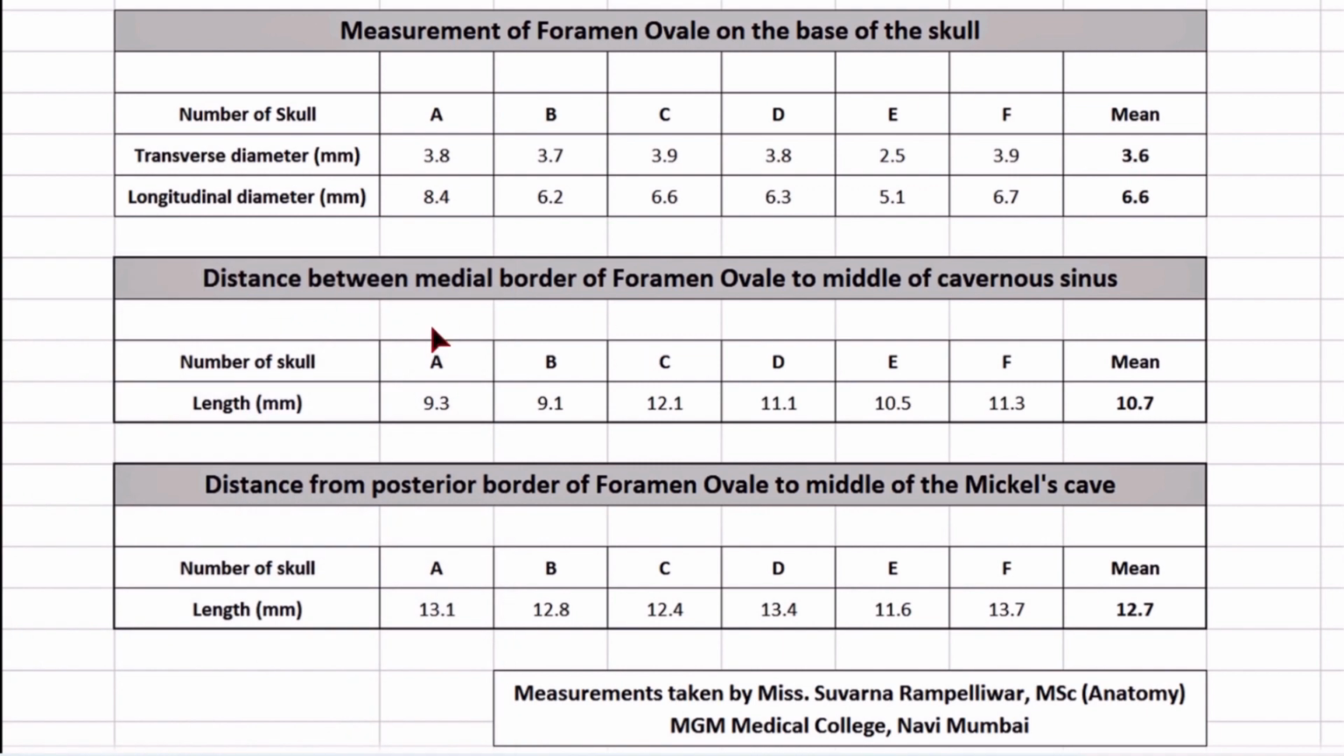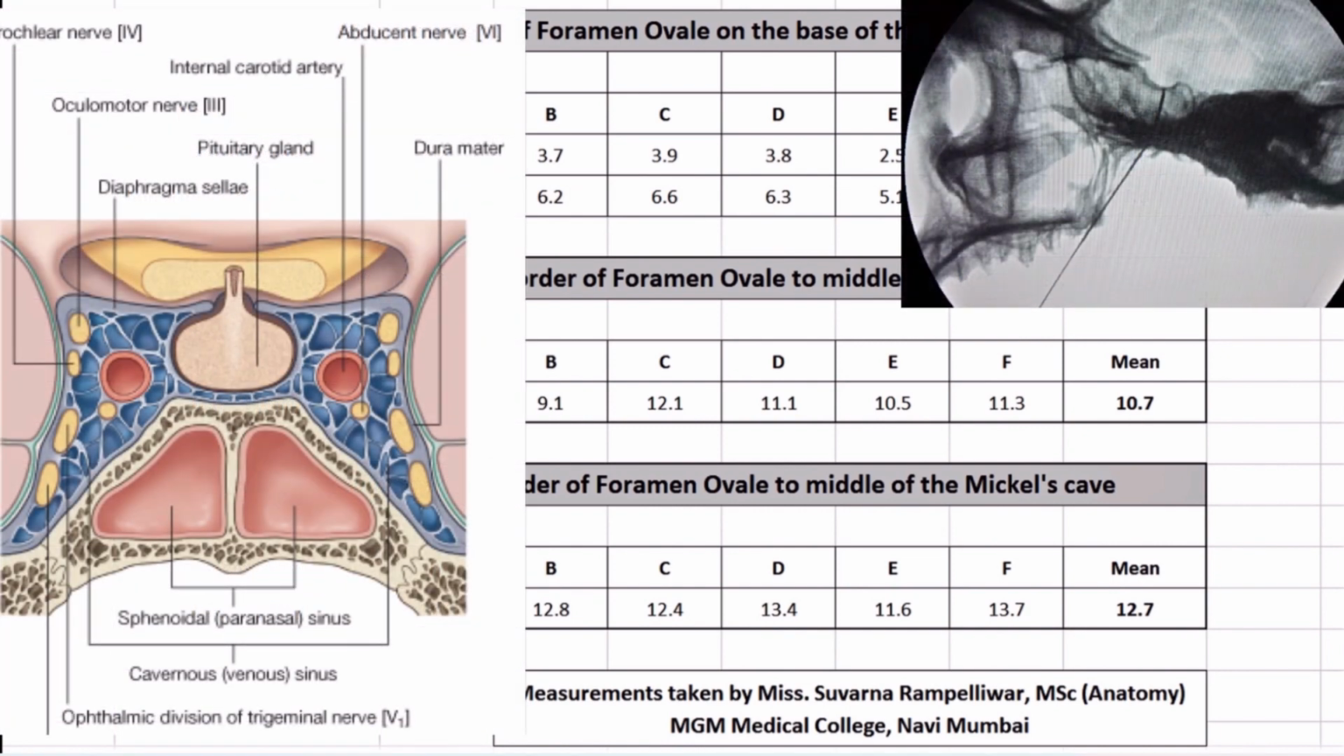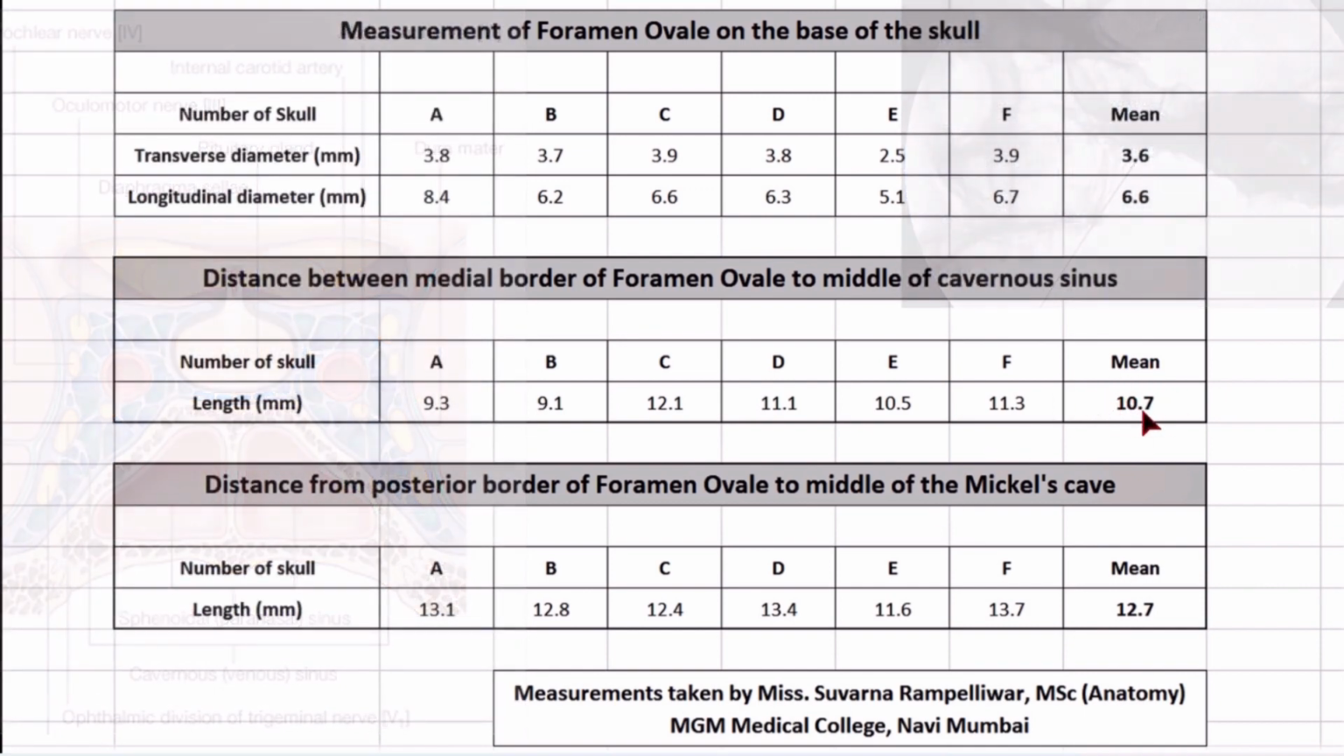Now coming to the second measurement, which is the distance between the medial border of the foramen ovale and the middle of the cavernous sinus. So that is for V2 or V1, you can say. It is not more than 10.5 to 11 millimeter. So when you are putting the needle in between the cavernous sinus and the temporal lobe, you have to be very, very cautious. You should not take the needle too much inside. It may pierce the cavernous sinus, it may injure the internal carotid artery. So this measurement may help you when you're taking the needle most medially and anteromedially.